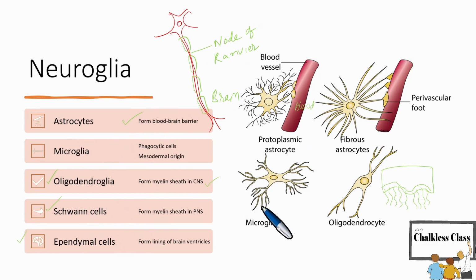Microglial cells. These microglial cells are mesodermal. The rest of them are ectodermal. These microglial cells are phagocytic cells. These are similar to the monocytes of the blood or the osteoclast cells of the bone. And many others are there, like in the liver, Kupffer cells. These all belong to one category.